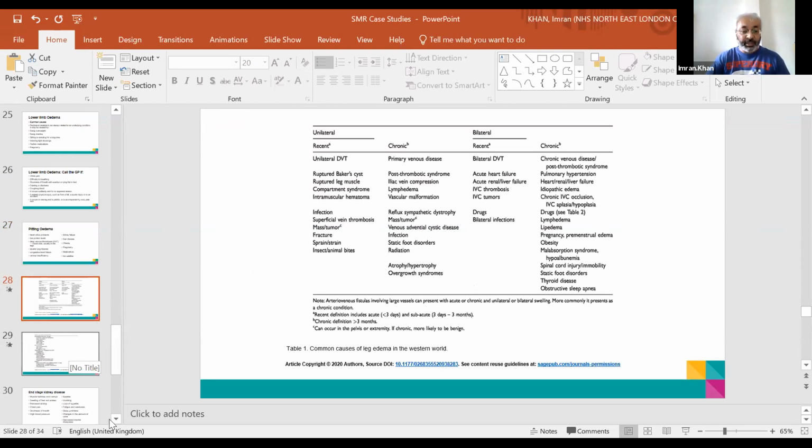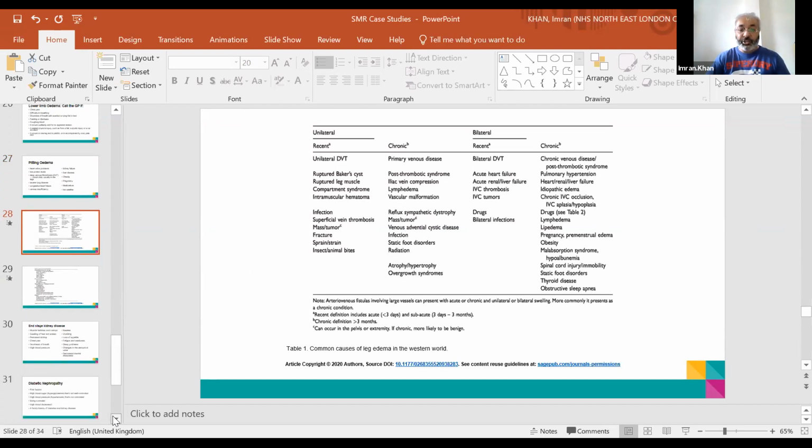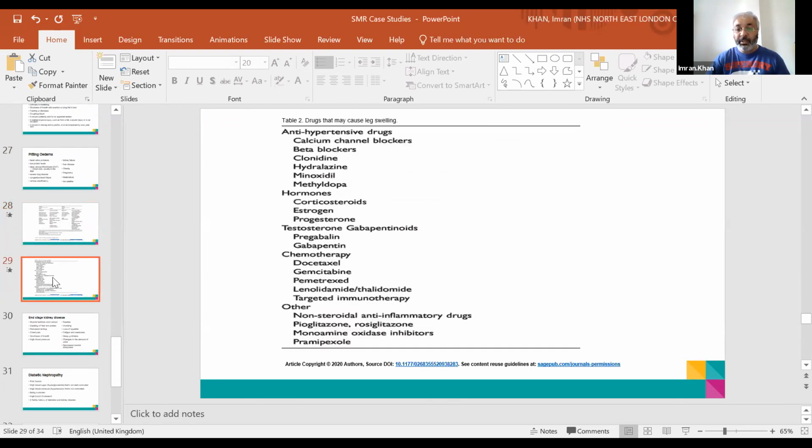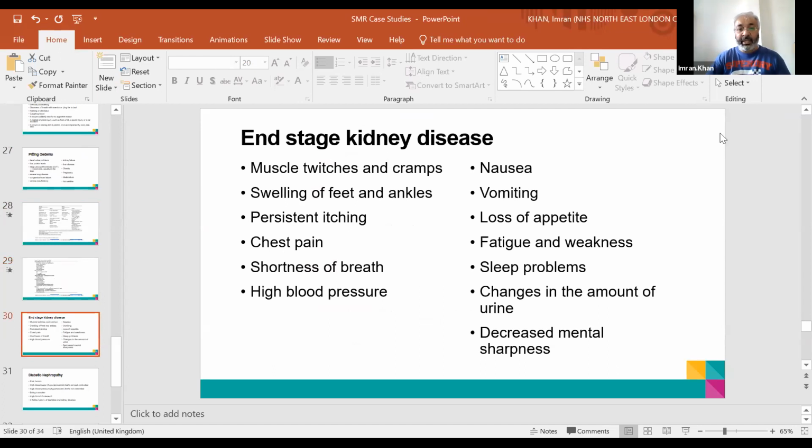As I said, we are pharmacists, we're clinical pharmacists. It's not our job to be diagnosing it, but at least we know we need to refer it. And drugs that can cause edema as well. Very quickly, end-stage renal disease: persistent itching, shortness of breath, high blood pressure, sleep problems. This patient has all of these things, increased mental sharpness.